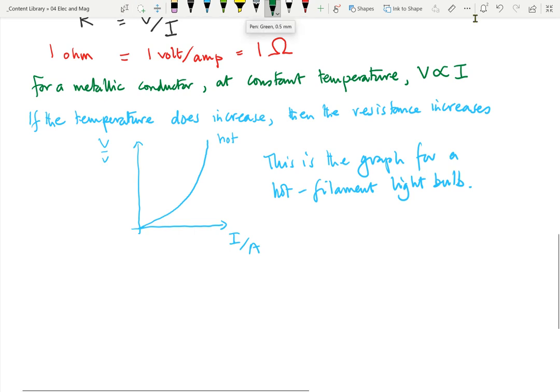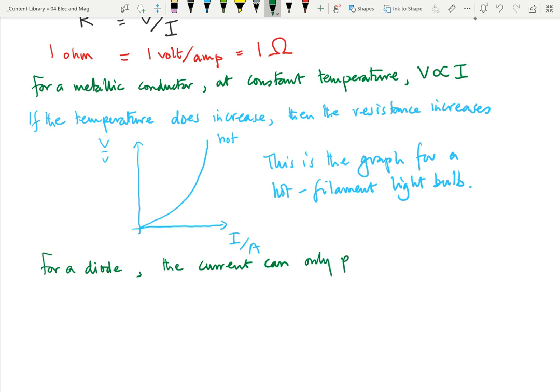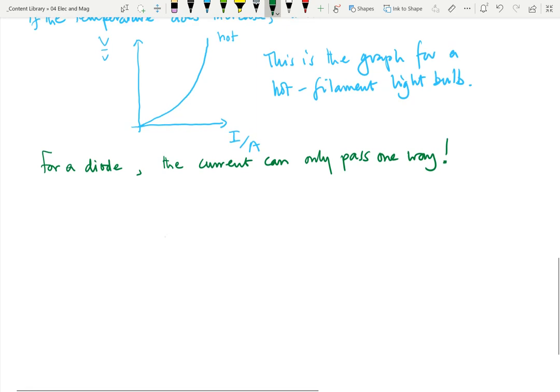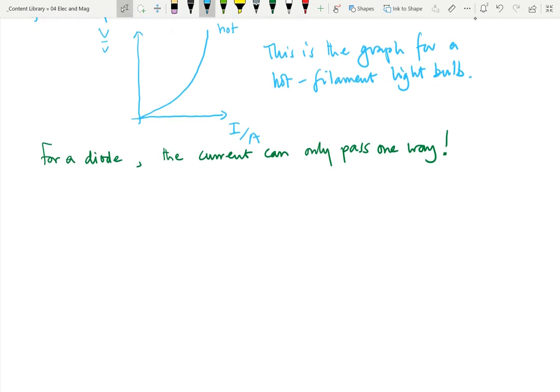And we've got one other funny thing to have a look at, and this is called a diode. Now, it isn't a metallic conductor, it's a semiconductor material. And the thing about a diode is the current can only pass one way. So it acts like a sort of one-way valve. It's really important for converting AC into DC. So its graph is very peculiar.